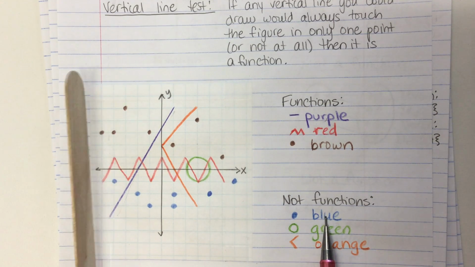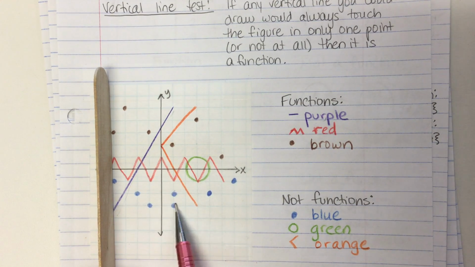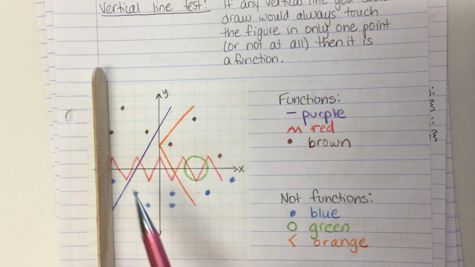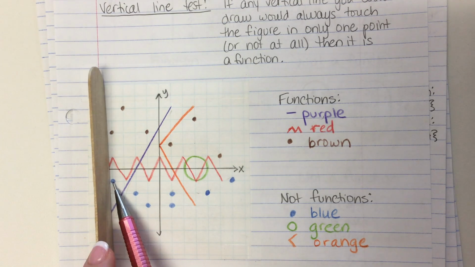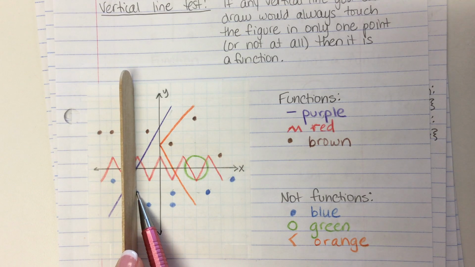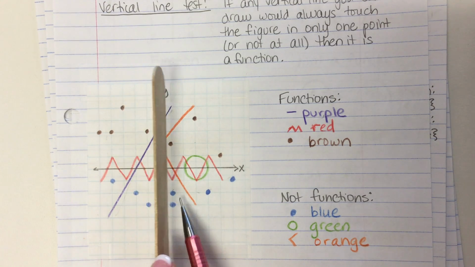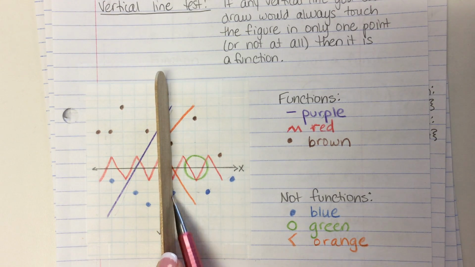But if you look at the blue dots, for example, here are the blue dots, these are discrete functions. Then here, if I touch the blue dot, it's only at one spot with a vertical line, one spot. But look at what happens when I get to this point.